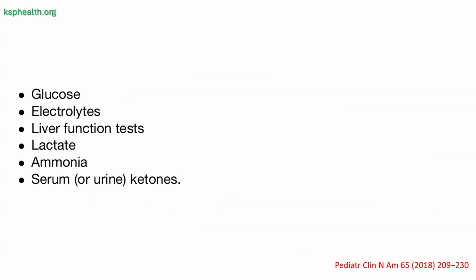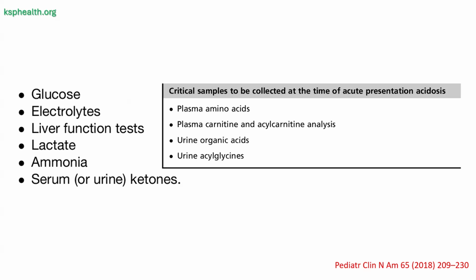Now, all those patients who present with inborn errors of metabolism, always check glucose, make sure there is no hypoglycemia, and check electrolyte disturbances, LFTs, lactate, ammonia, and serum or urine ketones. And take a sample. You may not be able to run it at your center. Take a sample and send it for plasma amino acids, plasma carnitine and acylcarnitine analysis, urine organic acids, and urine glycines.